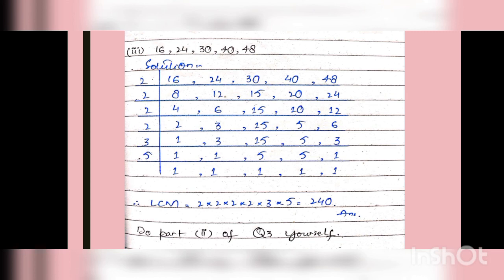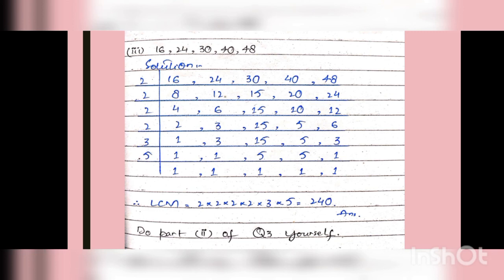Again all these numbers are multiples of 2 except the number 15, which comes in the middle. 2 4s are 8, 2 6s are 12, 15 as it is, 2 10s are 20, 2 12s are 24. 2 2s are 4, 2 3s are 6, 15 as it is, 2 5s are 10, 2 6s are 12. Again 2 1s are 2, 3 as it is, 15 as it is, 5 as it is, 2 3s are 6. We are going to pick up the number 3 now.